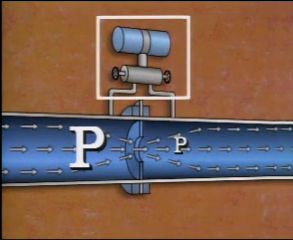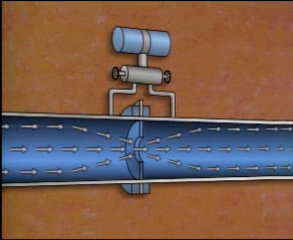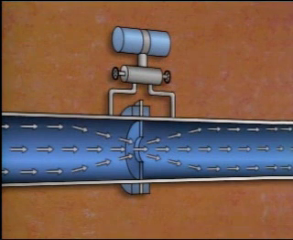A differential pressure, or DP cell, measures the difference between the two pressures and converts that value to a flow rate signal. The flow rate signal can be used to provide a local indication, or it can be transmitted to a remote indicating device.